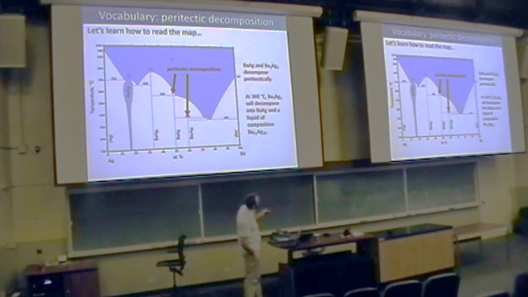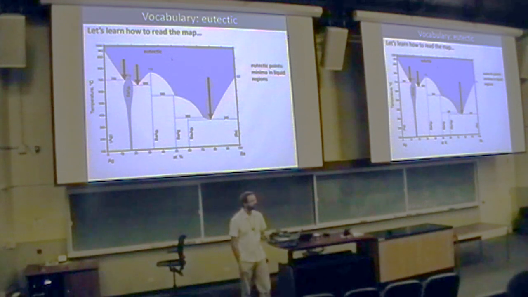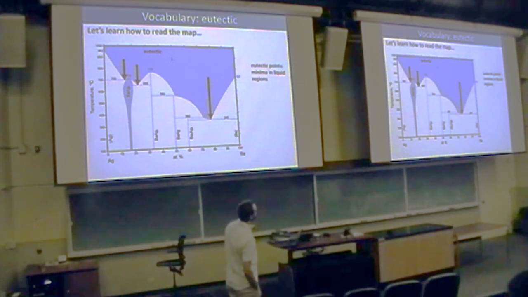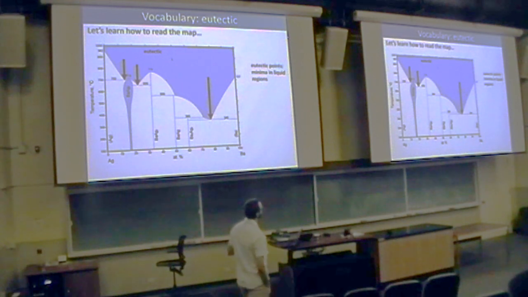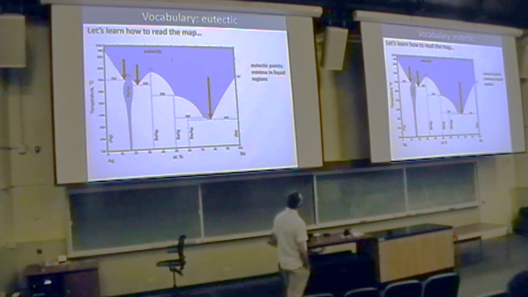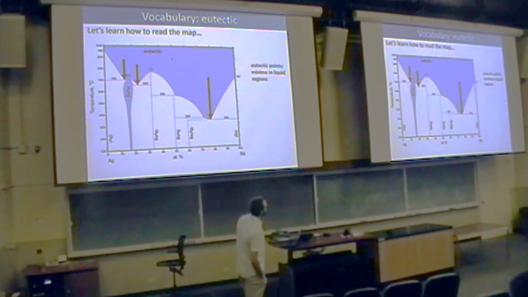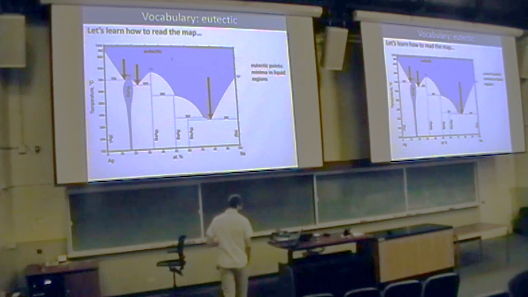And then there are other features on this phase diagram. I will mention one last one that is important for crystal growth techniques. Those are minimums in the liquid region. So you can see local minimums. I've shown 3 of them in this example phase diagram. We call that a eutectic point. Those are local minimums in the liquid regions.